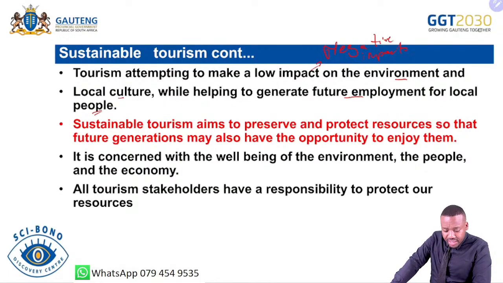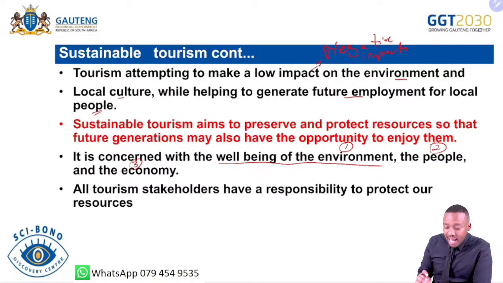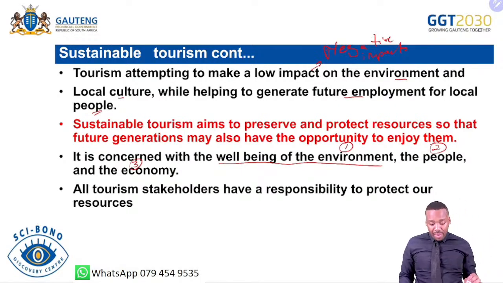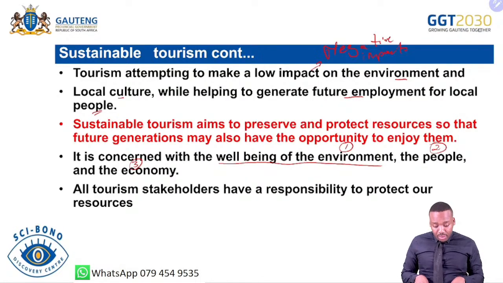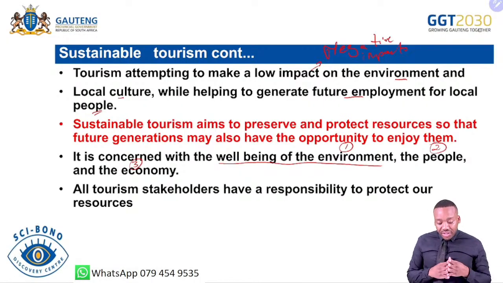Sustainability in tourism is concerned with the well-being of the environment, right? Well-being of the environment. This is the first pillar. The people, the second pillar, and also what? The economy. So those are the three pillars that we are going to be talking about. So when we are talking about sustainable tourism, number one, we said it aims to preserve and protect the resources so that the future generations may have the opportunity to enjoy them.